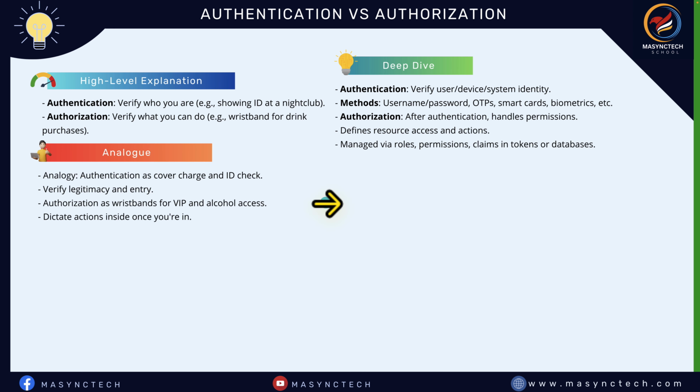Let's see this analogy. Authentication is like the cover charge and ID check at the entrance of a club. They just want to make sure you are legit and supposed to be there. Authorization is like the different wristbands they give you inside, that lets you into VIP areas or lets you buy alcohol. One gets you in the door, the other dictates what you can do once you are inside.